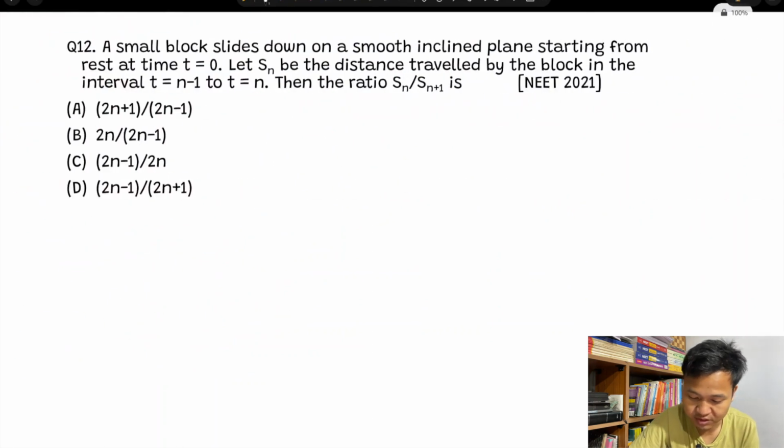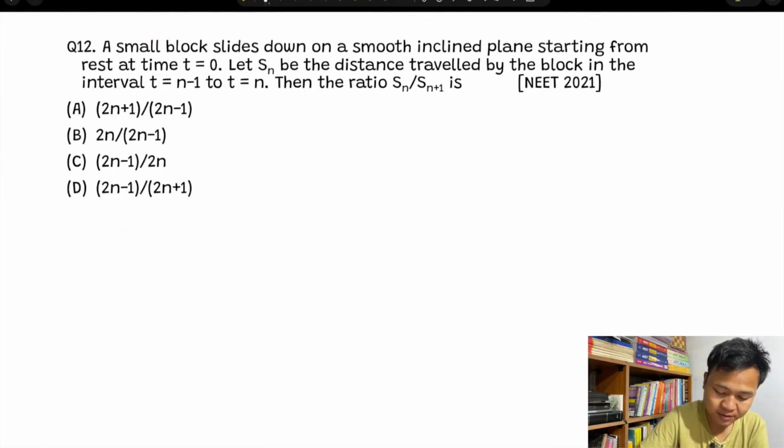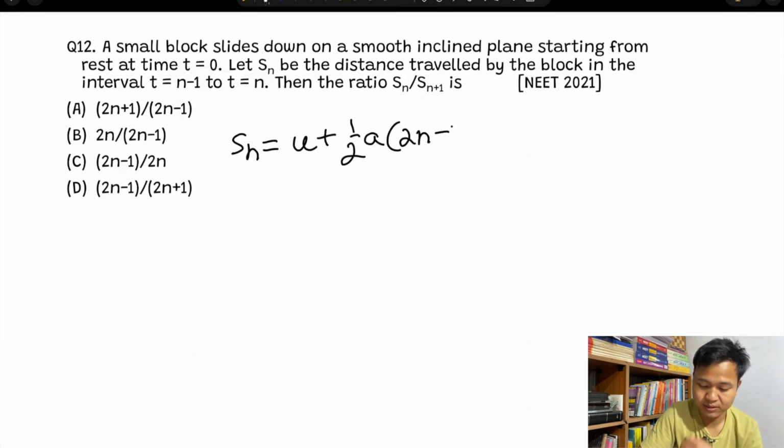I think we have 2 questions here. The first question is from medical exam 2021. It is given a small block slides down a smooth inclined plane. It starts from t equals 0. So here you're given Sn. What is Sn? Distance traveled by the block in the nth second. So t equals n. Go to the formula: Sn equals u plus half a into 2n minus 1.